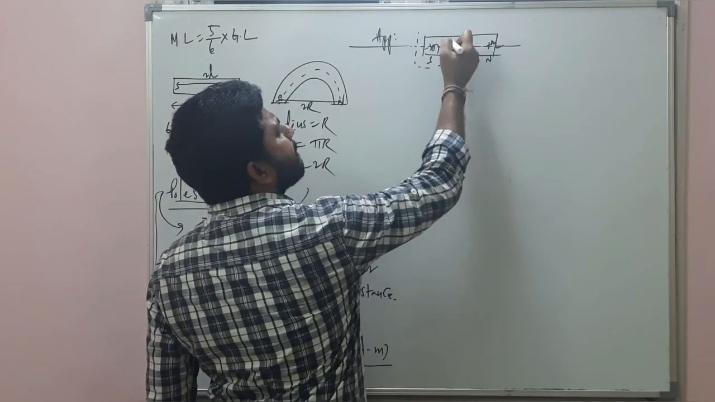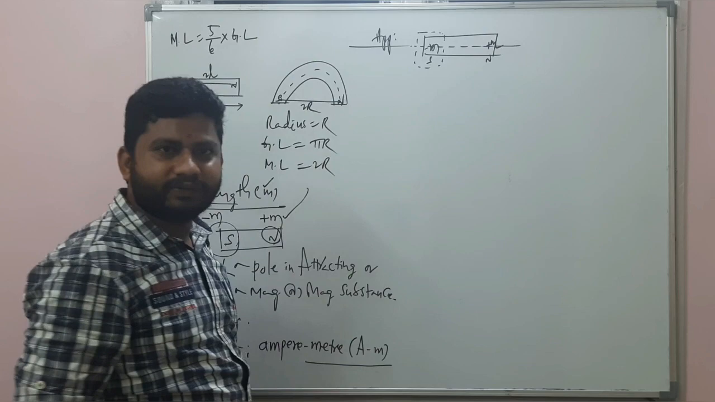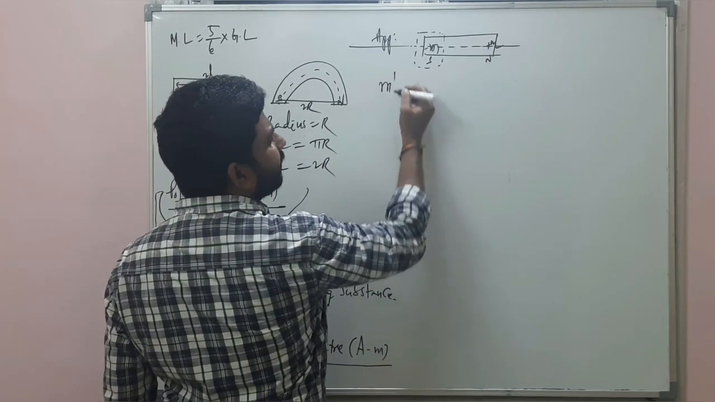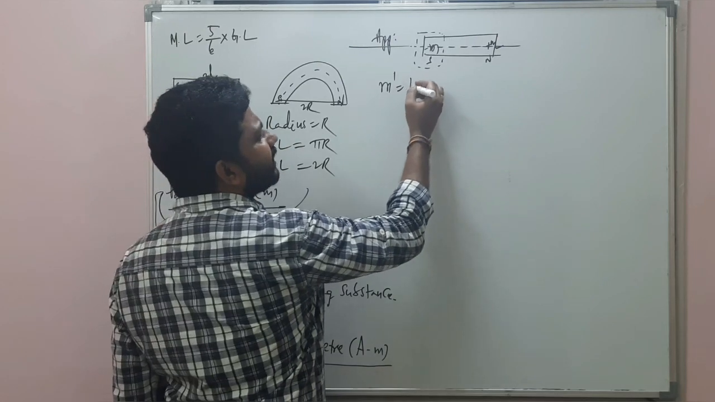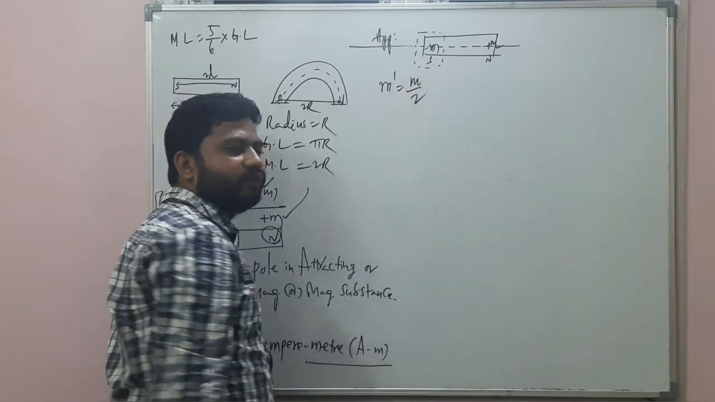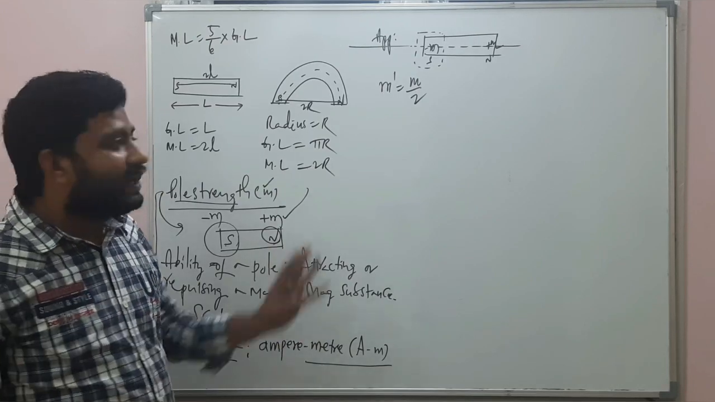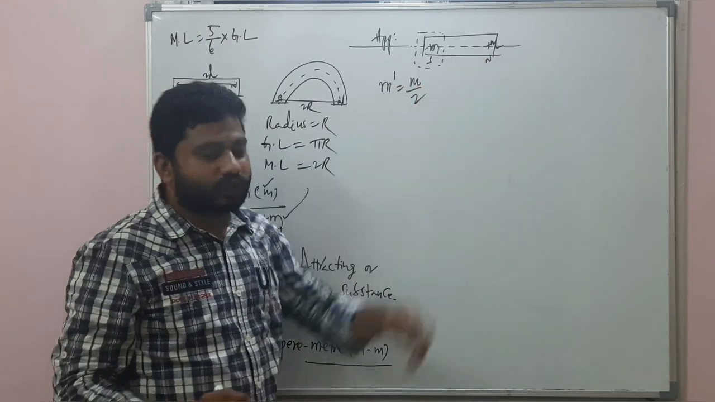Concentrate on this magnetic pole strength. What happens? That also became half. Yes or no? So the new pole strength, I am writing like m dash, m dash will become half of the initial pole strength, irrespective of the sign. Here also it will become half, and here also it will become half.